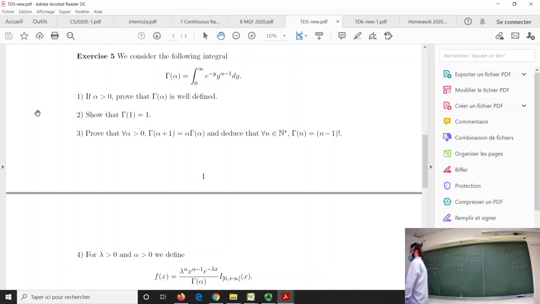And so I have just to plug inside my integration by parts formula f, j, f prime, and j prime. So I obtain what? j is minus exponential of minus y. f prime is equal to alpha y to the alpha minus 1. So I obtain plus the integral between 0 and plus infinity of exponential of minus y, alpha y to the alpha minus 1 dy. And then I have to take the product f times j between 0 and plus infinity. At 0, I obtain what?